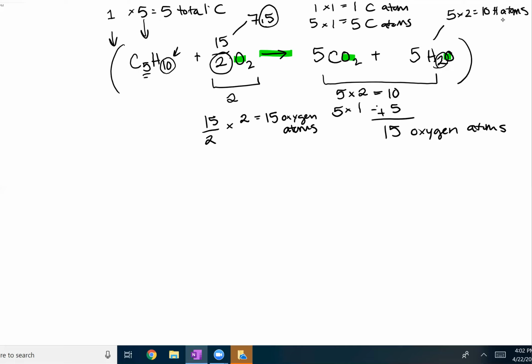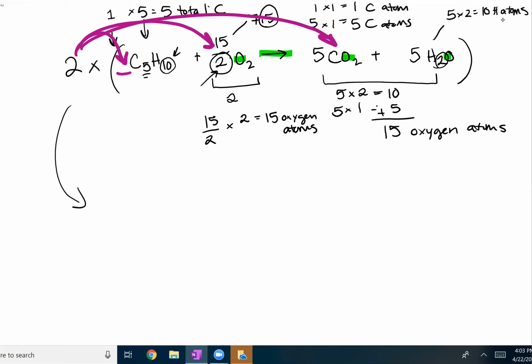So we want to multiply by any number necessary to make sure that all of our numbers are actually whole numbers. In this case, the denominator is 2 in my coefficient that is a fraction. So if I multiply by 2, then I will no longer have a fraction for that coefficient. And when I multiply by 2, I'm going to be very careful to make sure that I multiply every single coefficient, even the ones that aren't written because they are a number 1, by 2. So this 2 distributes out to the reactants and to the products.